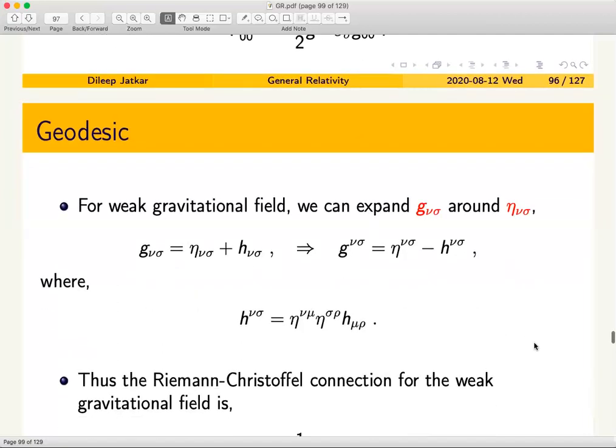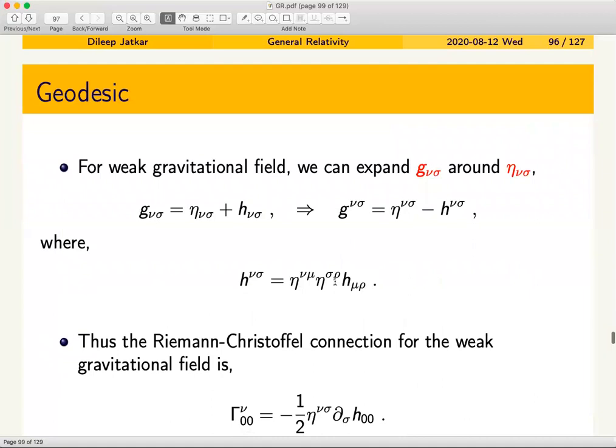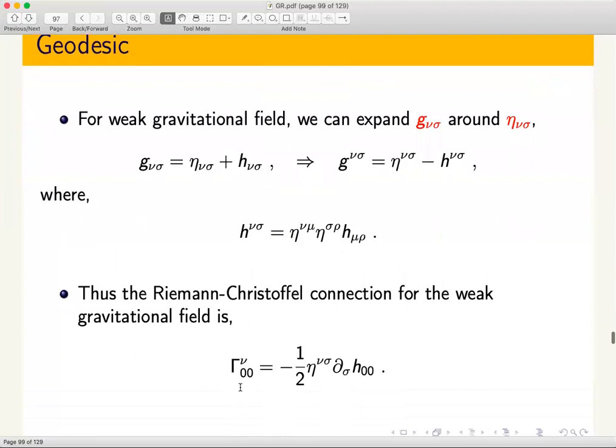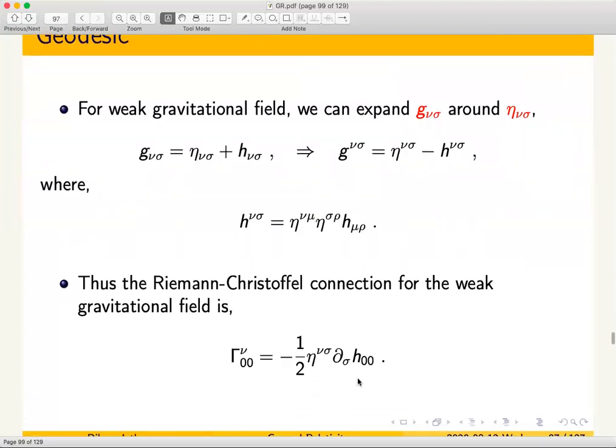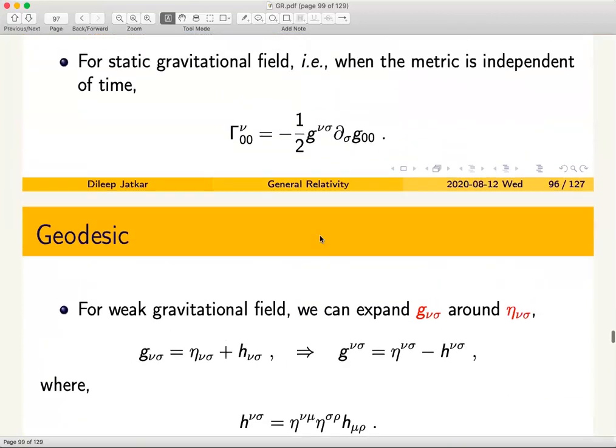Fine. So using this, you can plug this back into the Riemann-Christoffel connection, and to leading order, by which I mean to linear order in the fluctuation h, gamma nu 0, 0 can be written as eta. Remember, there is a g here. But if you write down g to be this entire piece, then since the derivative of g 0, 0 would require h 0, 0 to get in, because the derivative of eta would be 0, there is already an h here.